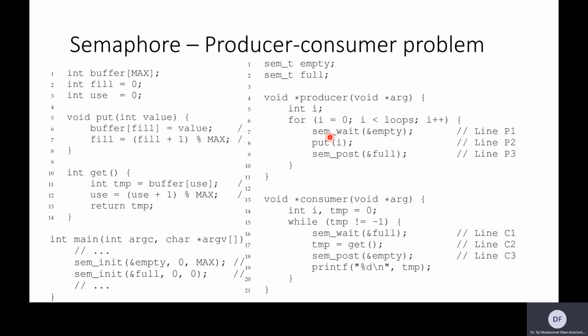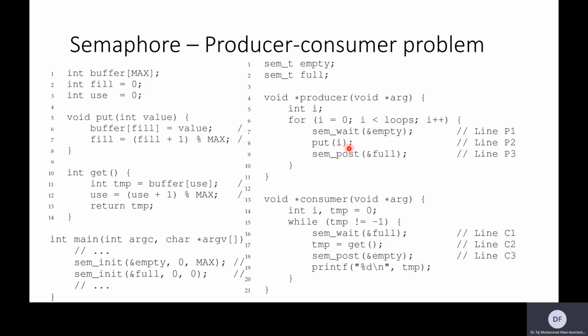So let's say two or more threads call semwait on empty simultaneously. Okay? Both these threads will access empty one by one, and they both will decrement the value of empty, since the start value of empty is 10. So after decrementing by the first thread, the value will become 9. The first thread will enter the critical section, and then after decrementing by the second thread, the value will become 8. And again, since 8 is not negative, the second thread will also call put and enter the critical section.